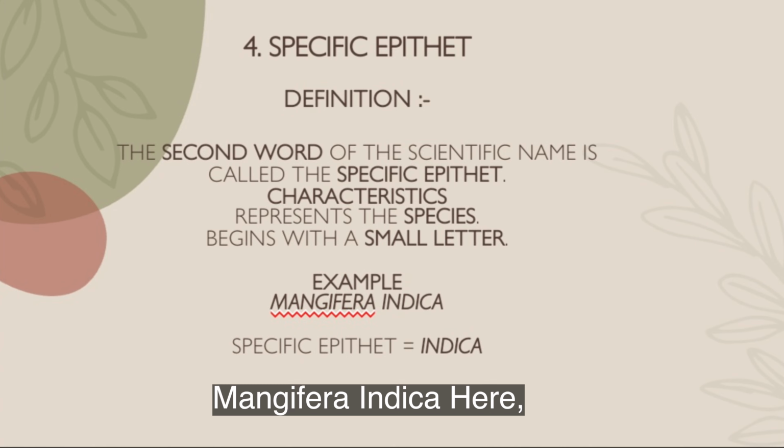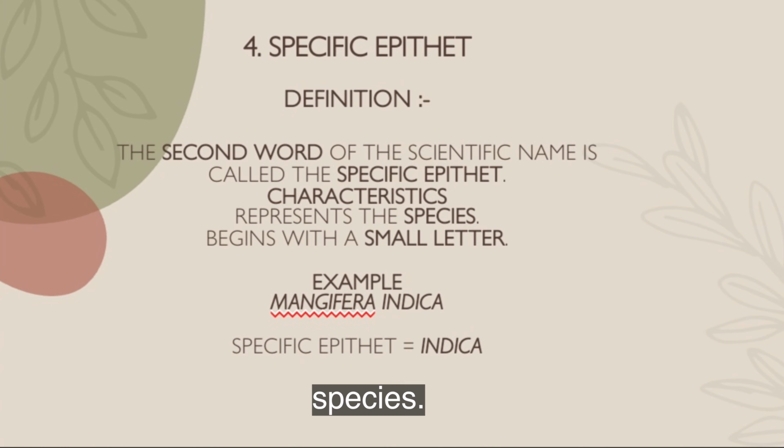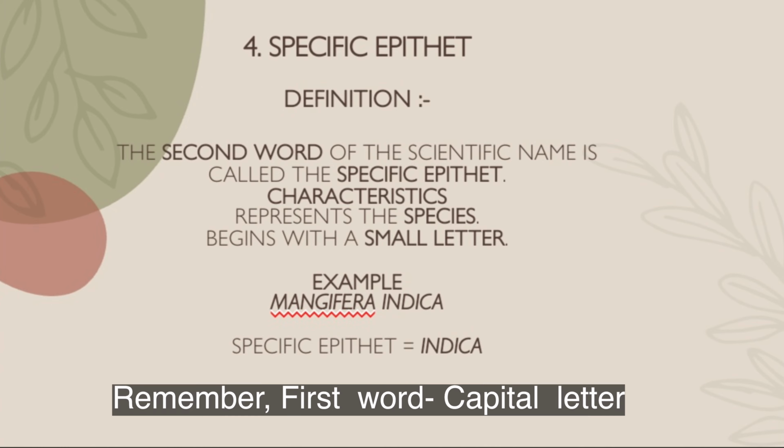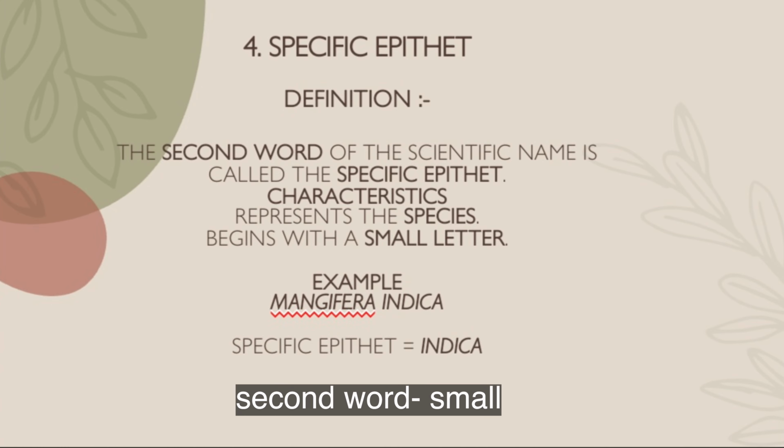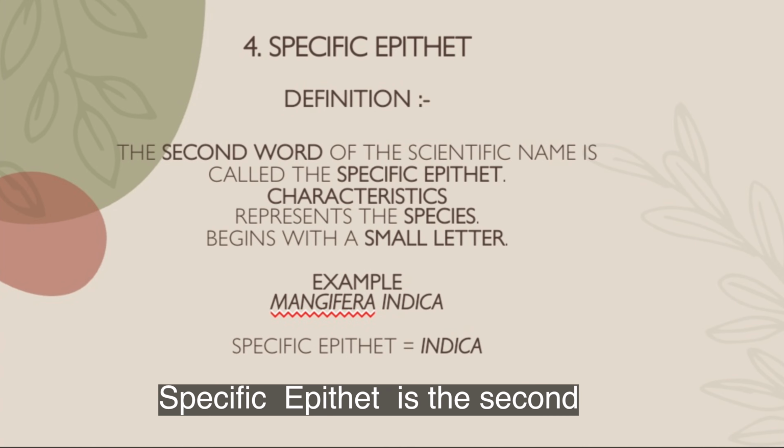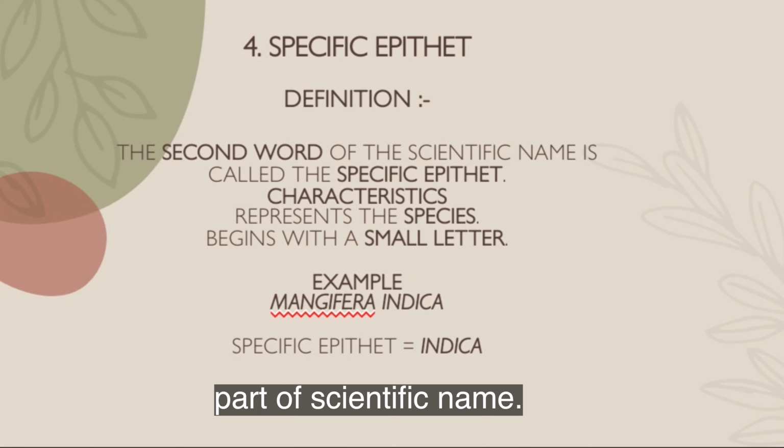For example, Mangifera indica. Here, Mangifera is the genus and indica is the specific epithet because it identifies the exact species. Remember, first word capital letter, second word small letter. So the specific epithet is the second part of a scientific name. It represents the species and always begins with a small letter.